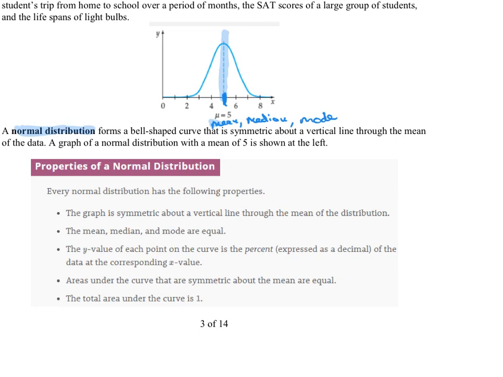So here's the nice thing: we are going to assume from here on out that every single data set we deal with is normally distributed. We don't have to worry about whether we can use all these rules, because all of these rules that we do from here on out only apply to normally distributed data. So that's the assumption that we're going to make.